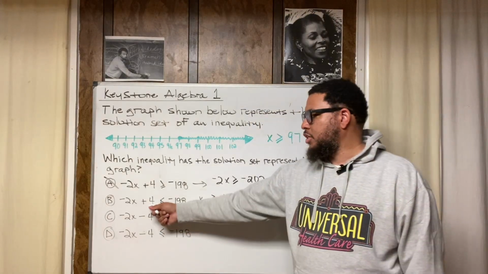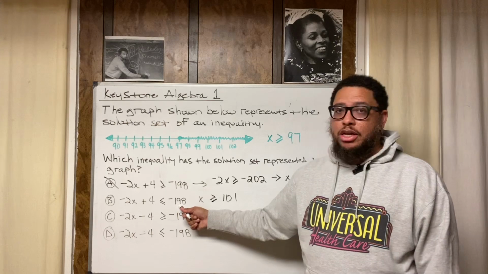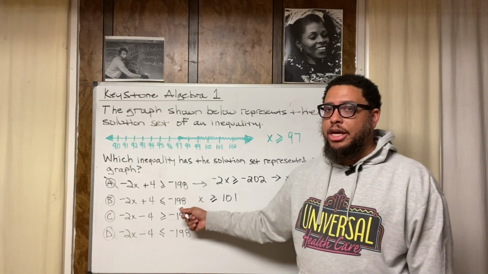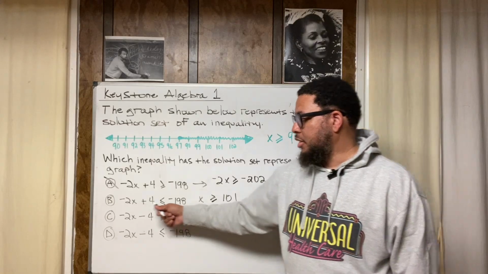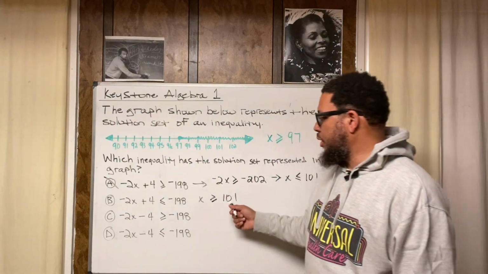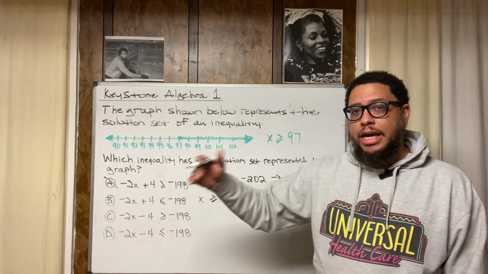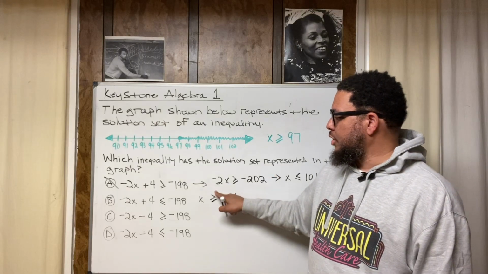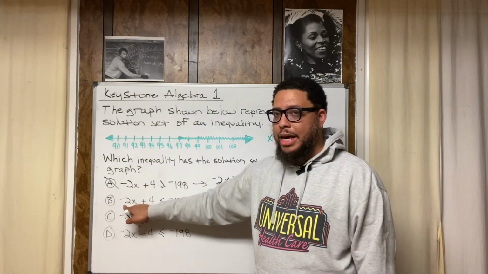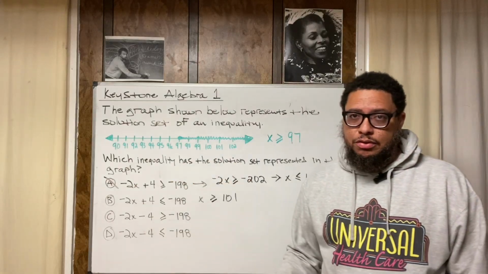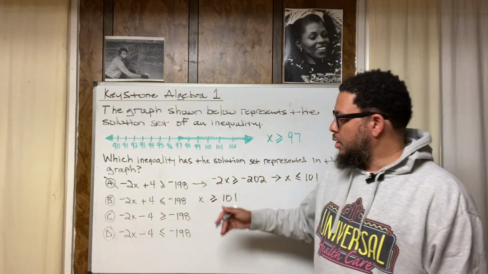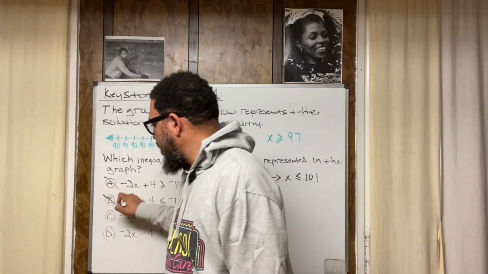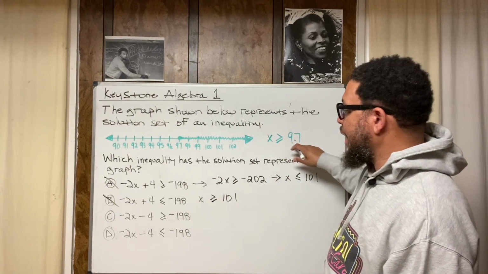That ain't no good because if I subtract 4 on this side and subtract 4 on this side, I get negative 202. Then I'm going to divide by negative 2. I get positive 101. A negative divided by a negative equals a positive number. Why is this in a different direction? Because we divided by a negative. Whenever you divide by a negative in an inequality, the direction of the sign flips around. So B is also wrong because we're looking for x is greater than or equal to 97.